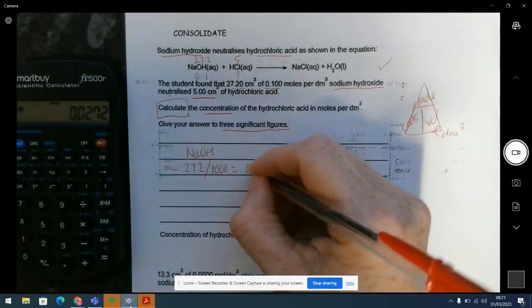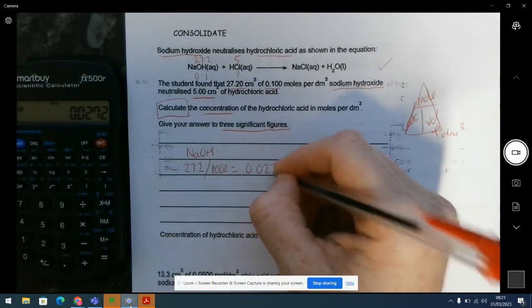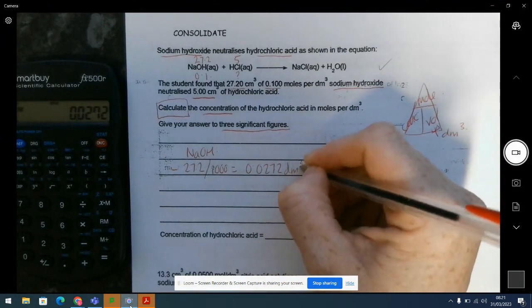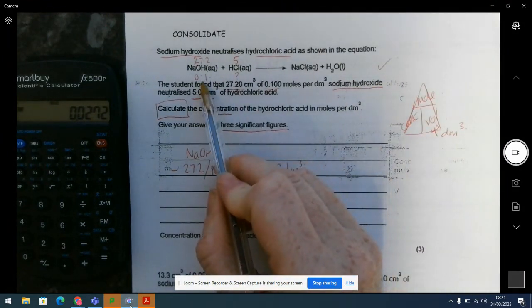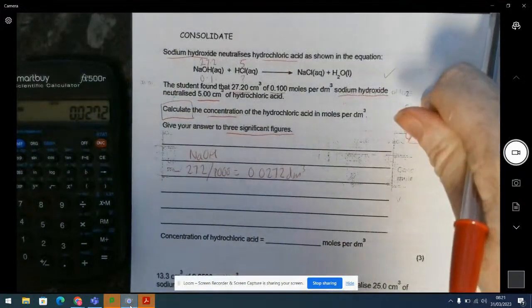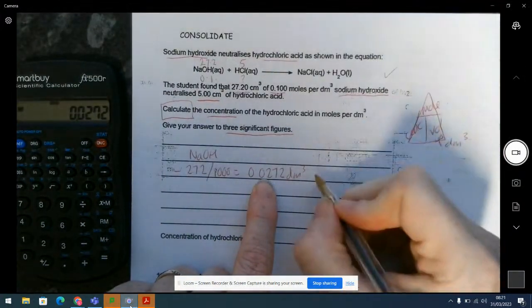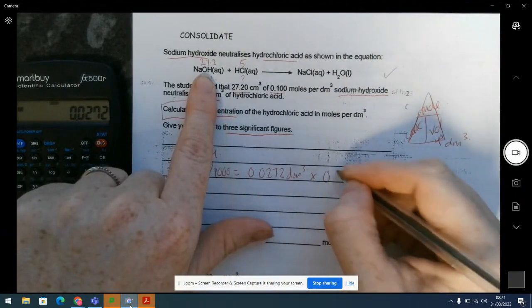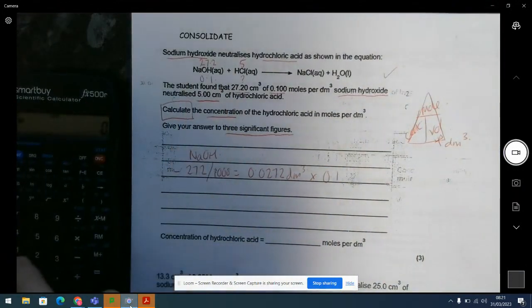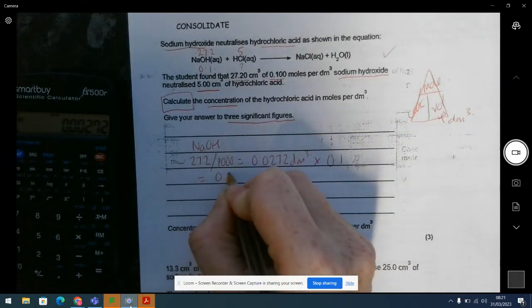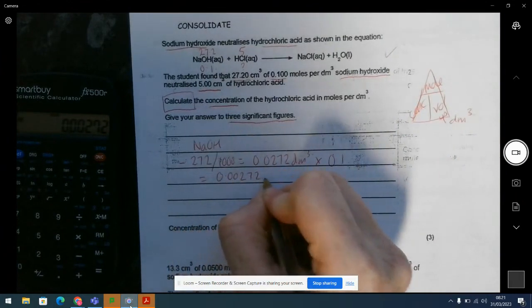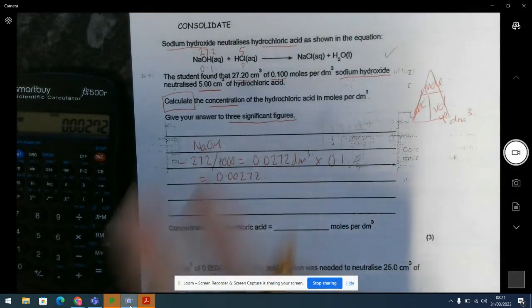So I'm showing my working and I've got 0.0272 decimeters cubed for my sodium hydroxide. I've then got my concentration value. So to work out the moles, I'm timesing the volume by the concentration within the question. So I'm timesing that by 0.1. And that gives me a molar value of 0.00272. Now I look for my ratio.